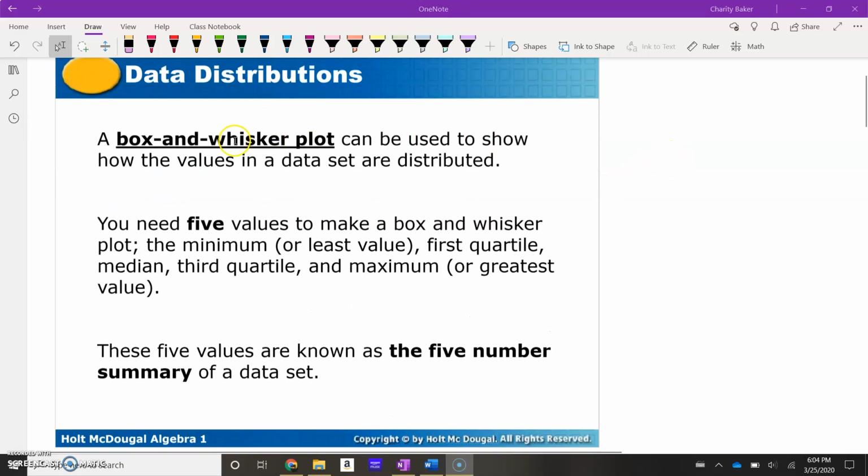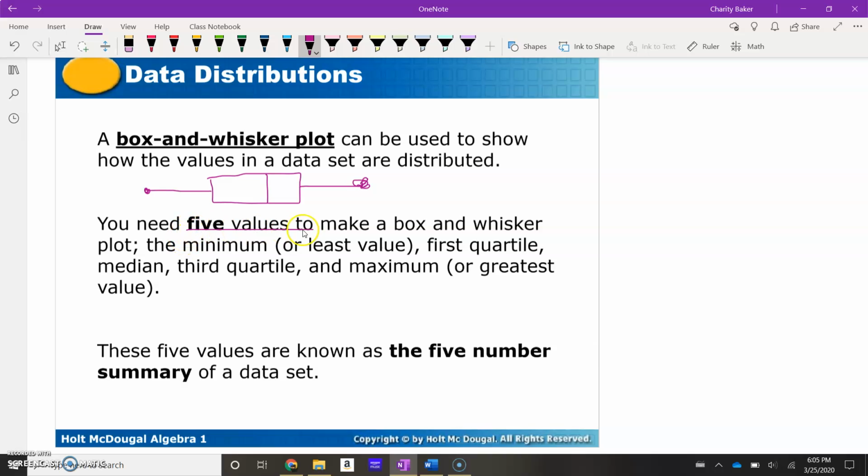A box and whisker plot can be used to show how the values in a data set are distributed. A box and whisker plot is an interesting little plot. It includes a box, looks like a rectangle, and it's going to have a line through it. And then there's a line with a dot on the end coming from each side. I don't know if you've ever seen one like this before, but this is what a box and whisker plot looks like. So we're going to figure out how to make them.